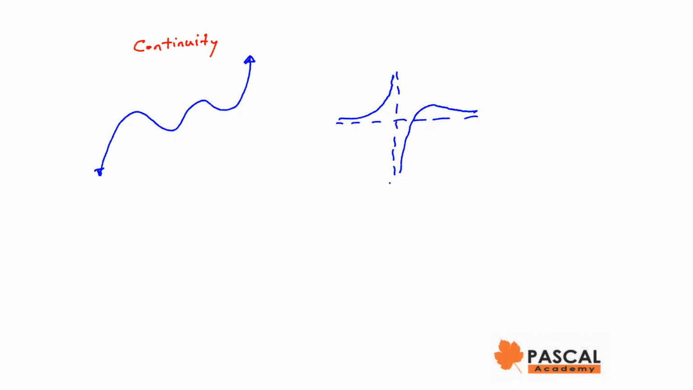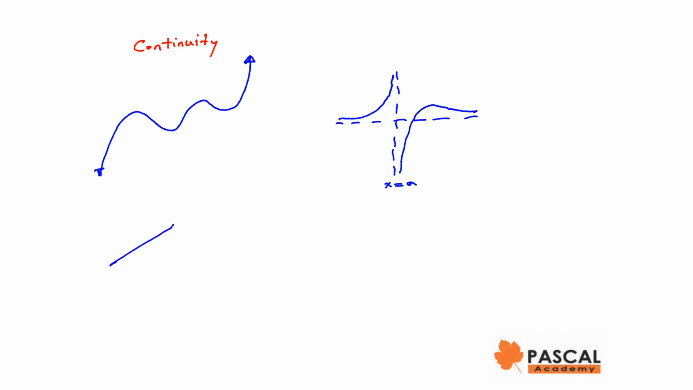In this lesson, we are going to work on the concept of continuity in calculus. In previous lessons, we talked about polynomials. The graph of a polynomial is always continuous. The graph of a rational function is discontinuous when x is equal to a, and x equals a is a vertical asymptote.